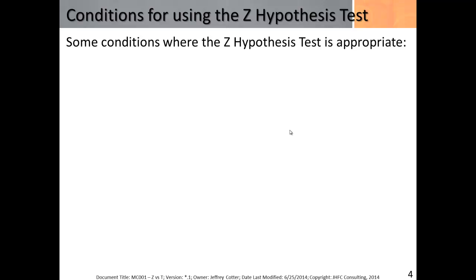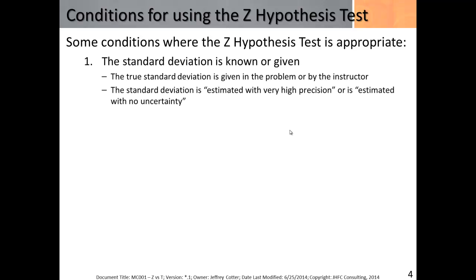Some of those conditions for which the z-test is appropriate include, for example, the standard deviation is known or given. This may be the case, for example, when the standard deviation is given by the problem or is given by the instructor. Or it might be the case that the problem states that the standard deviation is estimated with very high precision or is estimated with no uncertainty.